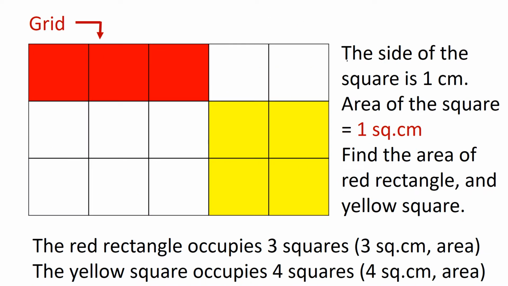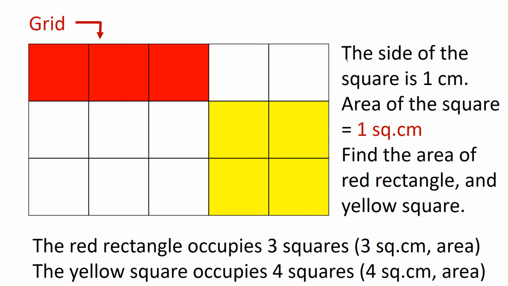Here you can see a grid. The side of the square is 1 centimeter. That means the area of the square is 1 square centimeter. You can see a red rectangle and a yellow square. Find the area of the red rectangle and the yellow square.